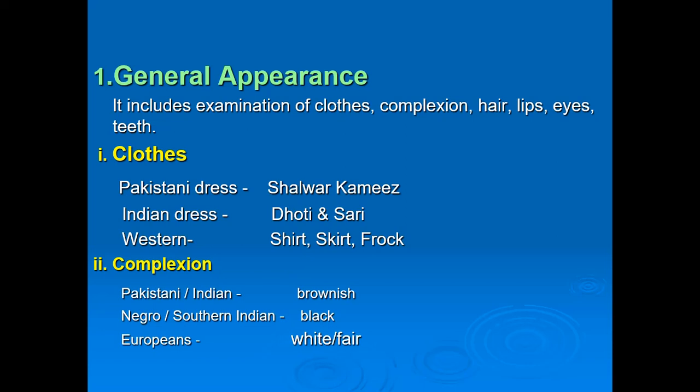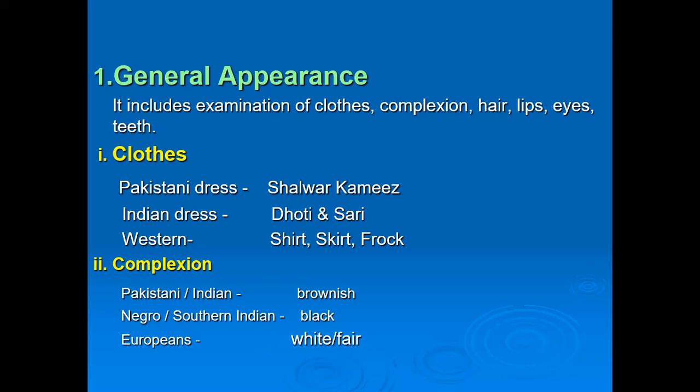Complexion: sometimes the white race is generally white, black Negroes are black. Hair color and style may be different from race to race. Lips, eyes and teeth. Coming again to clothes, Pakistani dress is shalwar kameez mostly, but there are other dresses too.